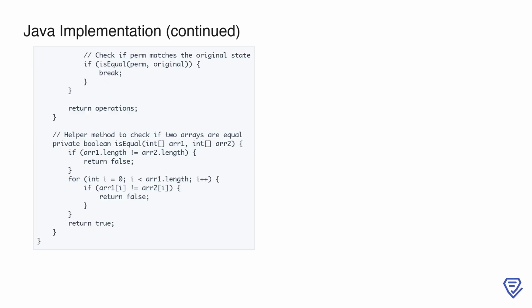The isEqual method itself is straightforward. It first checks if the lengths of the two arrays are the same. If not, it immediately returns false. Otherwise, it iterates through each index and compares corresponding elements of the two arrays. If any mismatch is found, it returns false, otherwise, it returns true after completing the comparison. This helper method ensures the correctness of our logic by verifying when the permutation has returned to its original state.